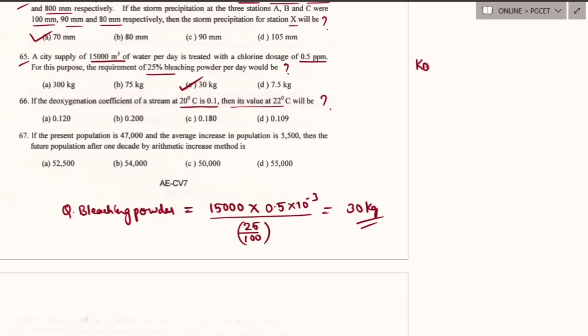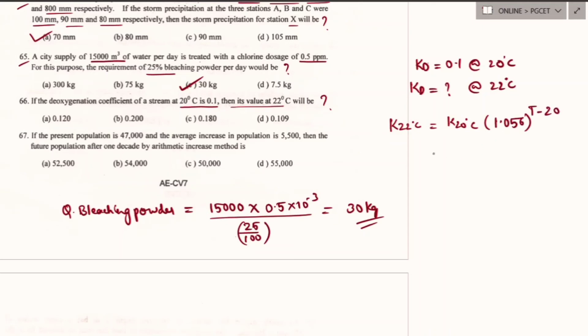Deoxygenation coefficient Kd is equal to 0.1 at 20 degrees Celsius. We have to find the deoxygenation coefficient at 22 degrees Celsius. We know that to find the deoxygenation coefficient at different temperatures, Kd at 22 degrees Celsius is equal to K at 20 degrees Celsius multiplied by 1.056 to the power of T minus 20.